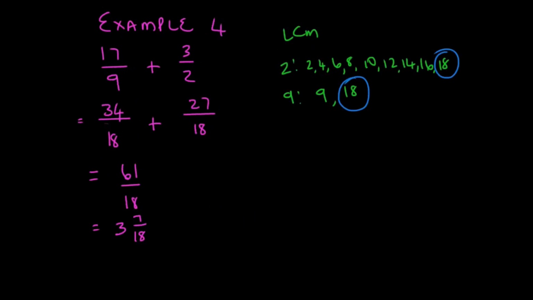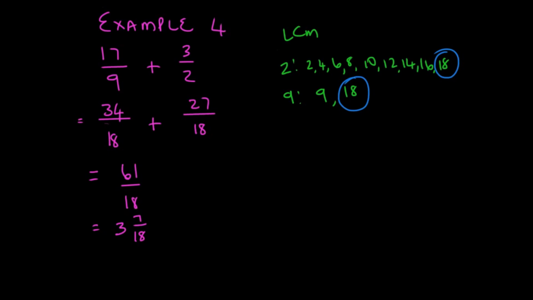Let's look at example 4. Example 4 is 17 over 9 plus 3 over 2. Now, the denominators are not the same, so we need to convert them to equivalent fractions by finding the LCM. The LCM is 18, so we need to convert 9 to an equivalent fraction over 18. What did I do to 9 to get 18? I multiplied by 2, so I must multiply 17 by 2 as well, and that gives me 34 over 18.